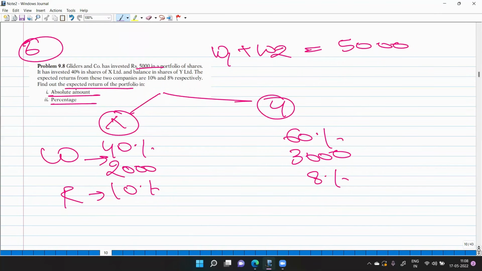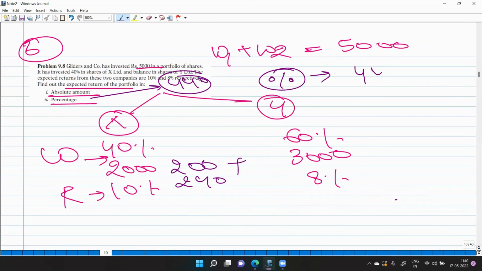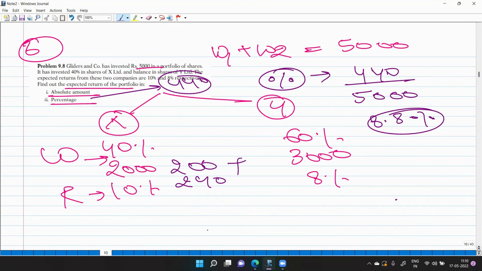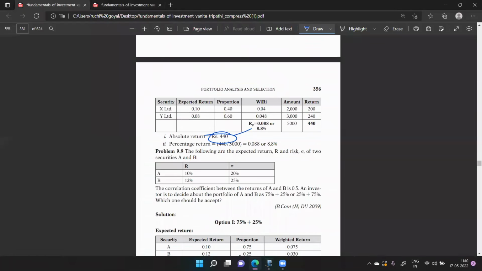तो absolute terms में कैसे निकालूंगी मैं? 2,000 पे 10%, I will be getting 200 from here. 3,000 का 8%, 240. I will be getting 440 as my return. ठीक है, अगर percentage माने में कैसे करूंगी? This is the return I am getting over my initial investment. So this is coming out to be 440 divided by 5,000 into 100. This is coming out to be 8.8%. Let's check the answer. So 440 and 8.8%.